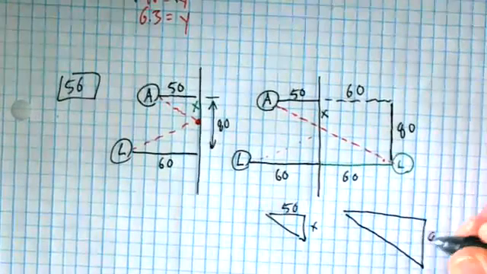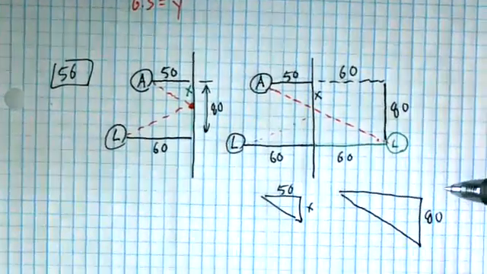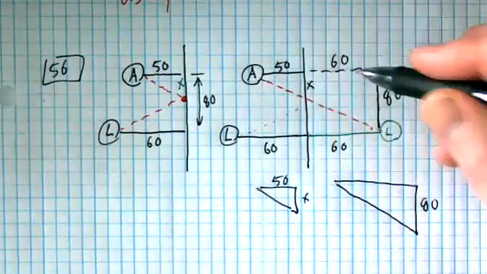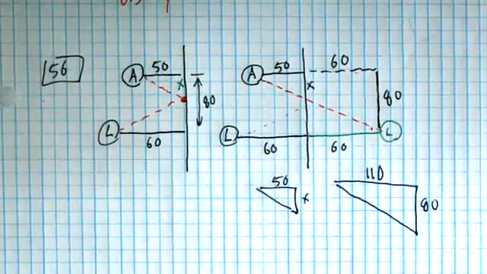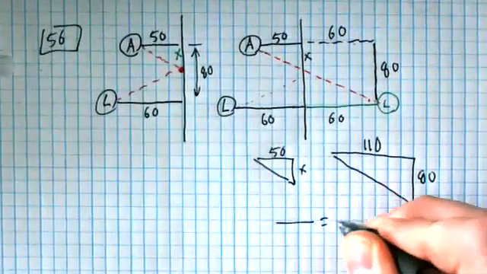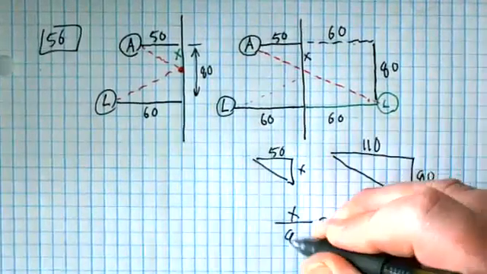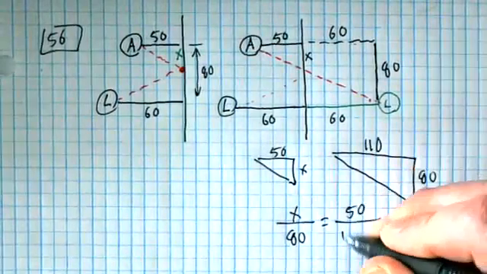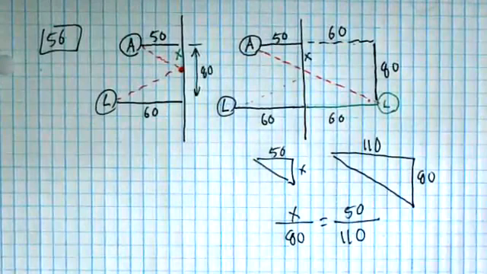And this is 80. And how long is this all the way across the top of this thing? 110, 50 plus 60 is 110. And now I can go ahead and set up a proportion to solve this thing. X matches up with 80, 50 matches up with 110. And we've solved so many of those, I'm not gonna rob you of the opportunity to practice that again.